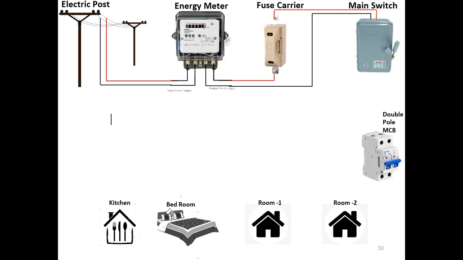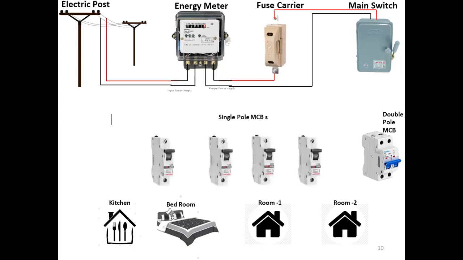So for that we are using single pole MCBs, 4 single pole MCBs. The first MCB is for your kitchen. The second MCB is for your bedroom. The third MCB is for your room 1. The fourth MCB is for your room 2. So if you pull down this MCB, the supply given to the kitchen will be disconnected, right? Similarly, if you pull down this MCB, the supply given to your bedroom will be disconnected. So likewise, the wirings are done. How do they do such wiring? That is what we are going to discuss now.